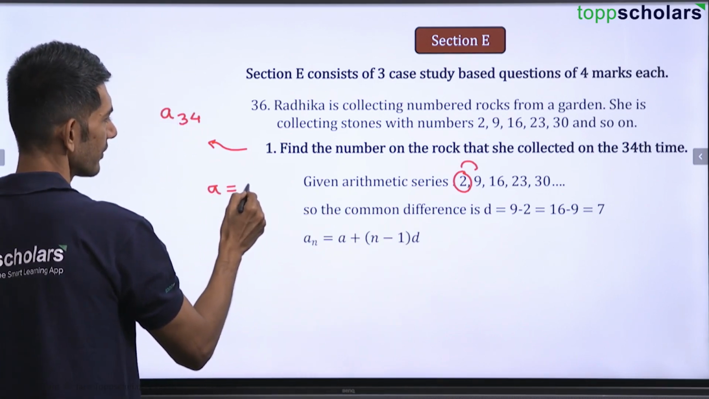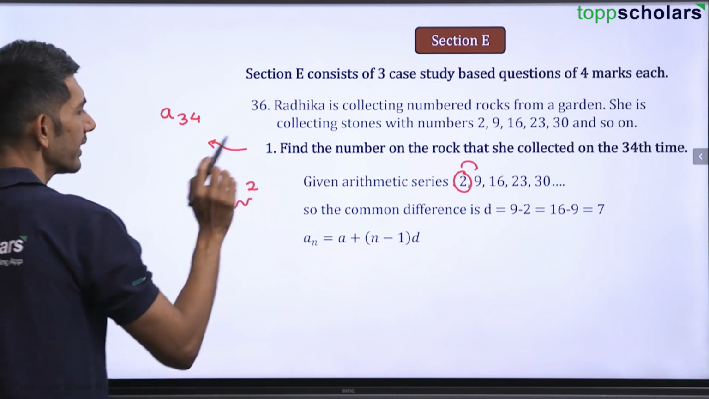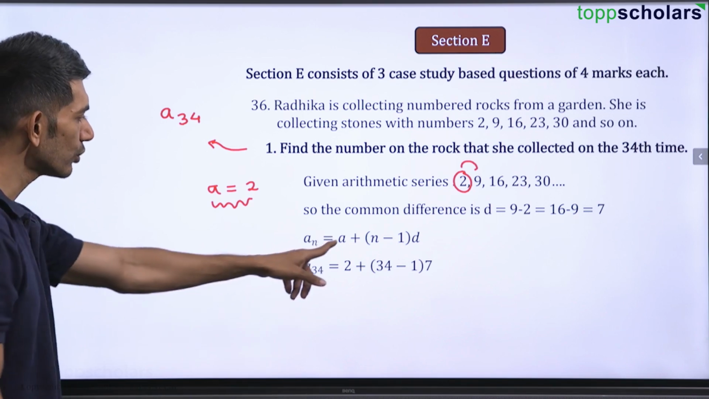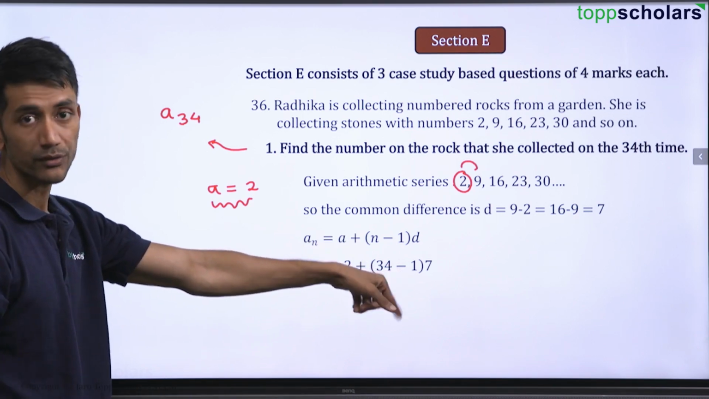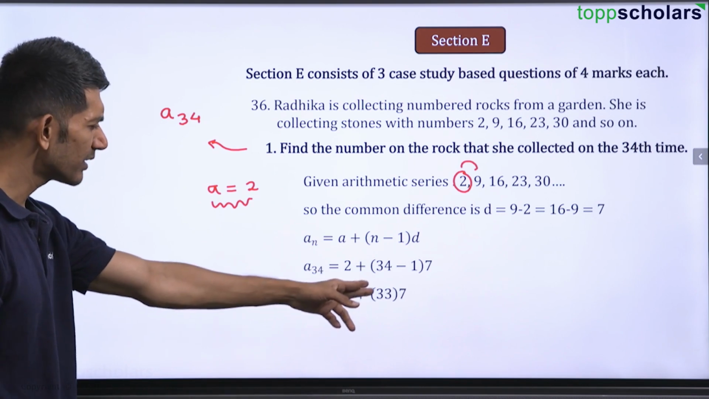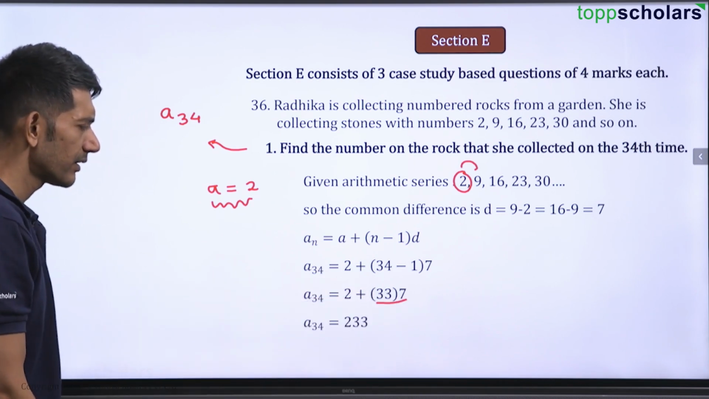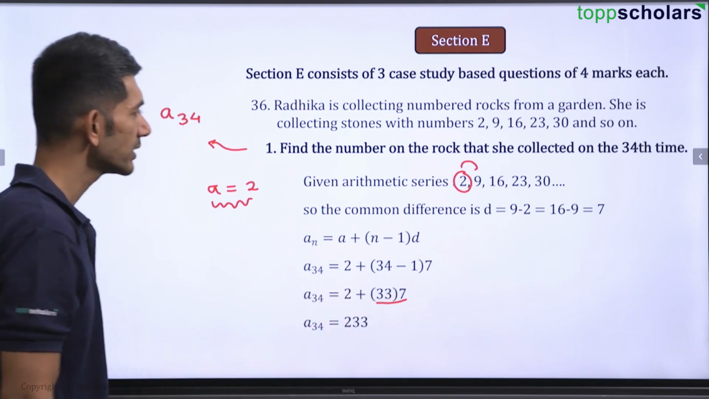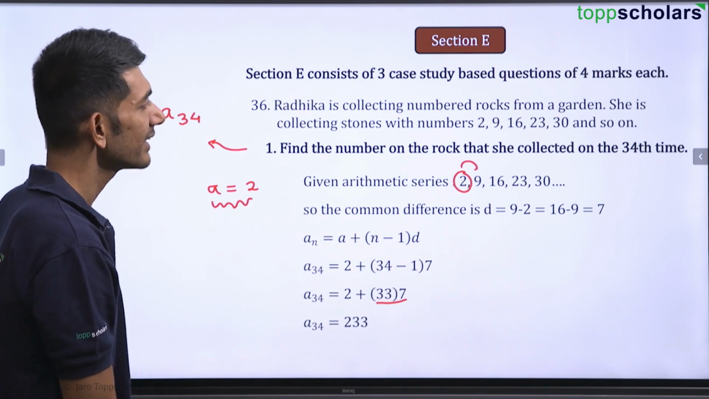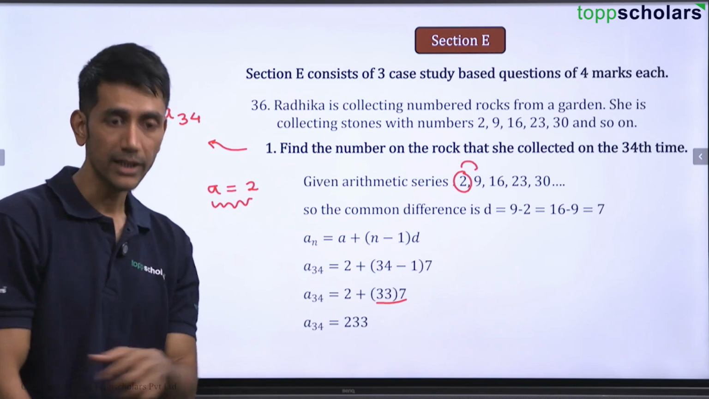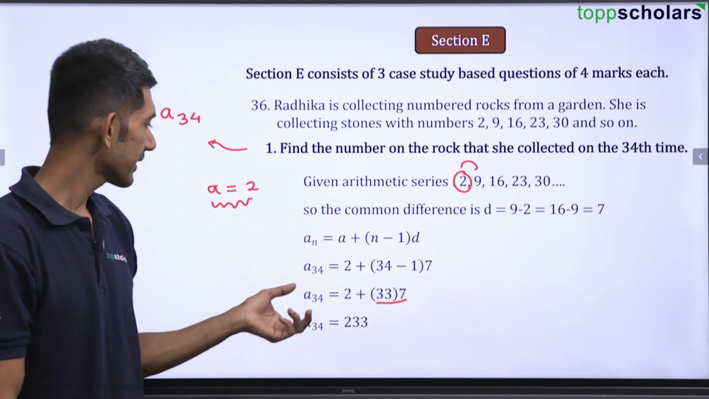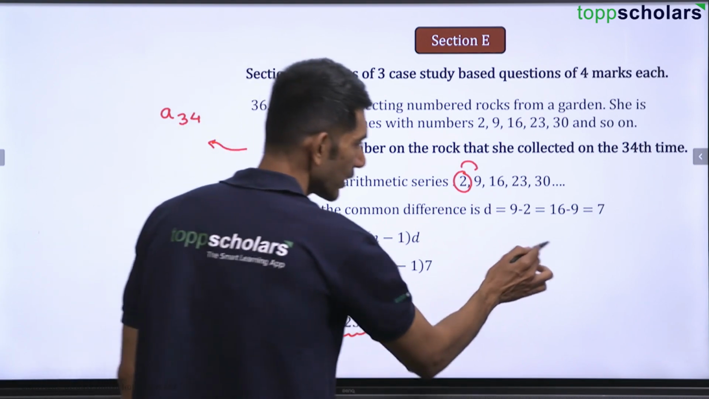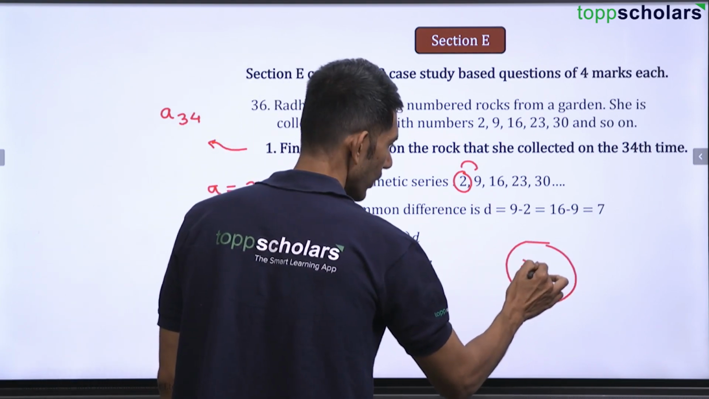So A is 2. What is the formula for An? A plus n minus 1 into d. Put n as 34. A34 is equal to 2 plus 34 minus 1, which is 33 into 7. That is 2 plus 33 into 7. Solve this part, and that gives you 231 plus 2 is 233. First question is done. So on the 34th time, the number on that particular rock is 233.